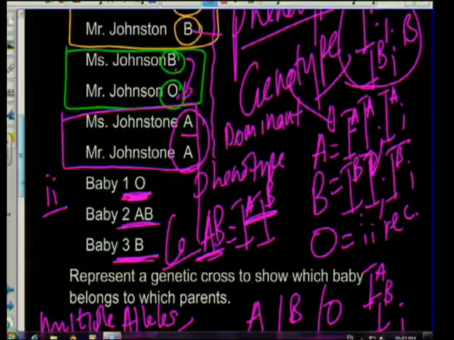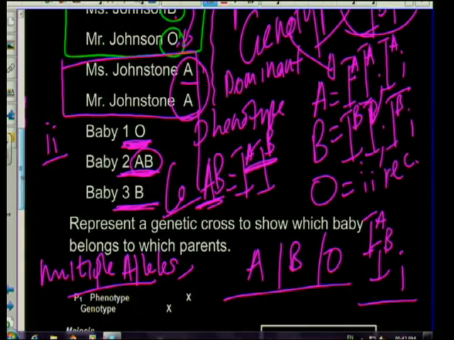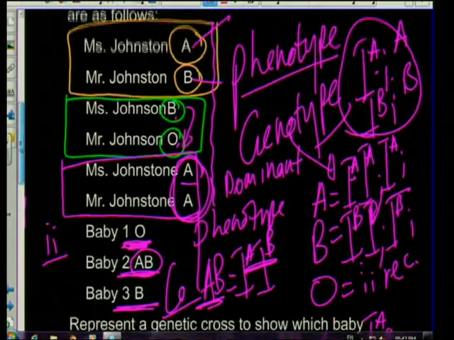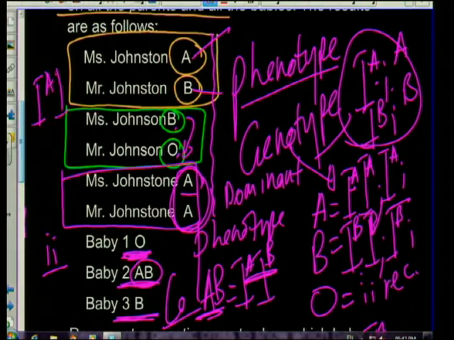However, the child that has AB can obviously not belong to the Johnstones, because neither one of them has an allele for B. Because if they are A, they can either be IAIA or IAi, homozygous for A or heterozygous for A. Sorry, I'm showing the wrong thing in the wrong area there. Let me take the arrows away, and take all that work out. So let's go back down further, sorry.